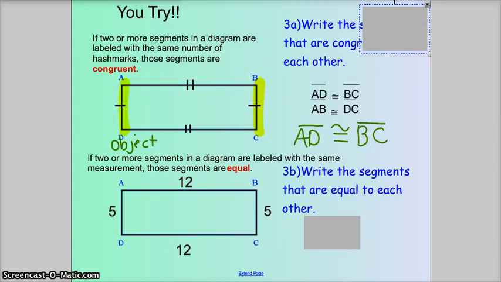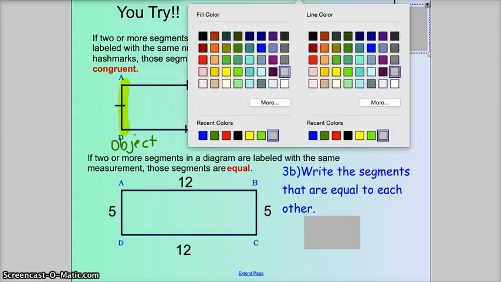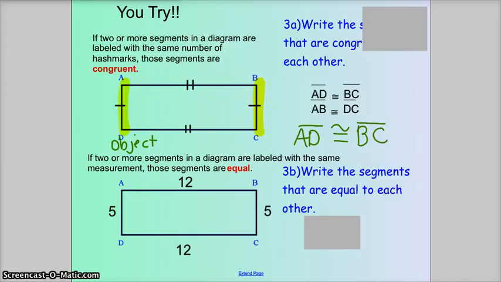Same thing for the double tick marks. Those that are marked with the double hash marks or double tick marks are there to tell you that that object from D to B could be reversed with the same object from A to B. Objects are congruent to objects. One thing to note is that the AD has a line segment on top, the congruent symbol has its squiggle, and the BC has the segment on top of it as well.